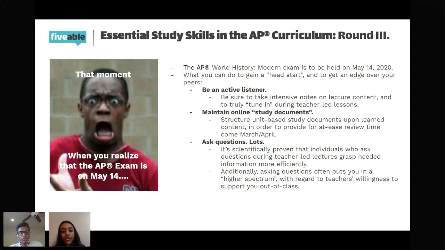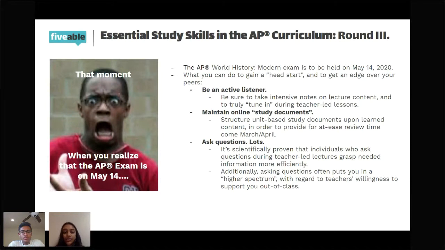Maintain online study documents. These were really helpful when I was in world history, especially when you collaborate with other students and you say, okay, here's the unit that you want to do, take notes on this part. Here's the unit you want to do, take notes on this part. If you collaborate on a whole document and then have that in your Google Drive, that's really helpful, especially when you're studying for either your midterms in class or your actual exam when it comes in May.